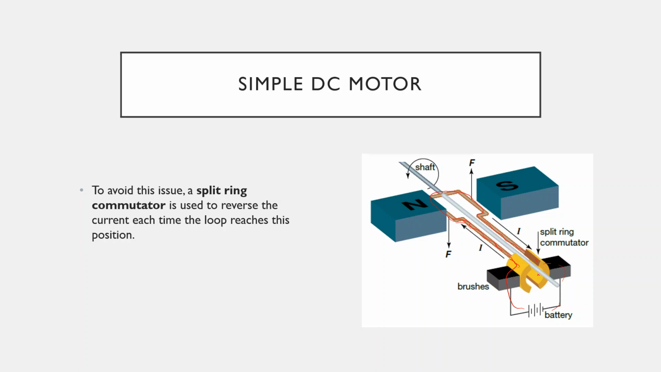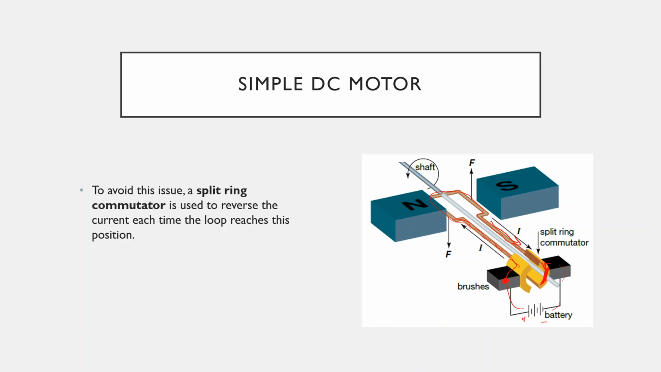You can see that once this commutator rotates another 180 degrees, this piece of the commutator is then going to be attached to this brush, which is connected to the positive terminal of the battery. What's going to happen is instead of the current going down this way out of this commutator piece, it's going to now be going into that commutator piece and going around the circuit again. So the function of a commutator is to reverse the current every 180 degrees of rotation of the coil.